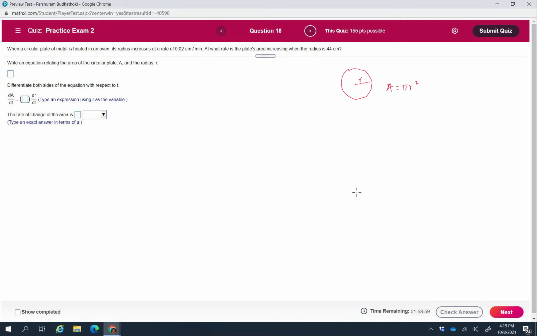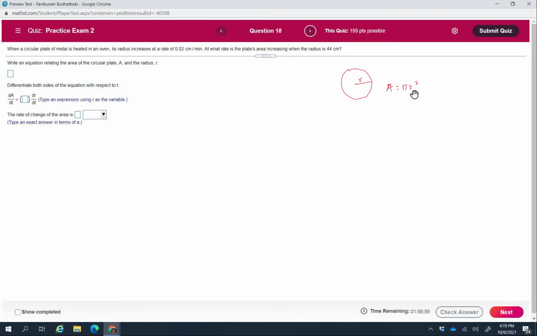Problem 18. A circular plate of metal is heated in an oven, and its radius increases. Whenever we heat metal, it expands. That's the reason its radius increases, and the rate of increase of the radius is 0.02 centimeters per minute. At what rate is the plate's area increasing when the radius is 44 centimeters? To answer that question, we have to know that for a circular plate, area is pi r squared.